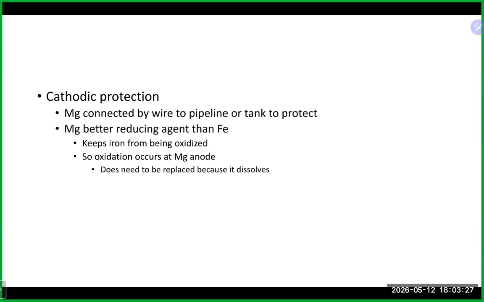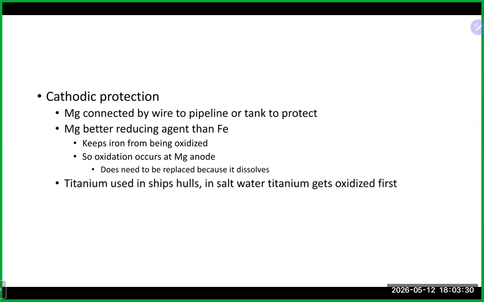Now, another way that you can protect against corrosion is cathodic protection. You could do something like magnesium connected to a pipeline or a tank that's buried underneath the ground. Magnesium is a better reducing agent than iron. Remember that things that are reducing agents get oxidized. So if magnesium is a better reducing agent than iron, it's going to oxidize instead of iron, and thus it will take the hit, protecting your iron tank that you buried underneath the ground.